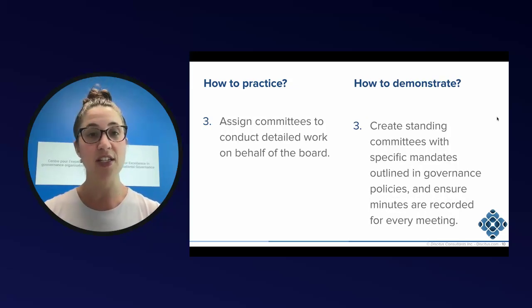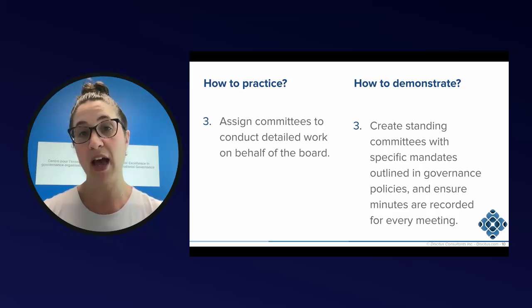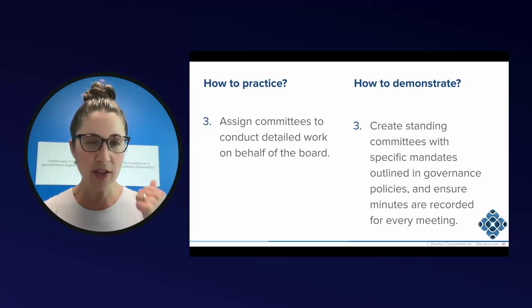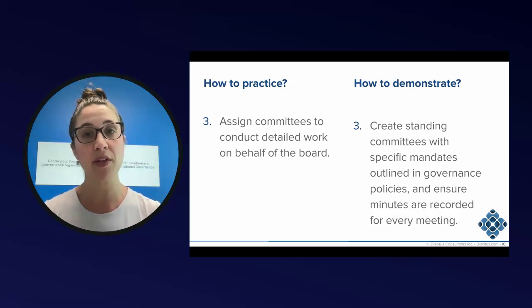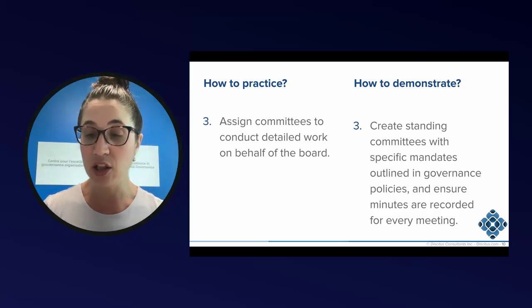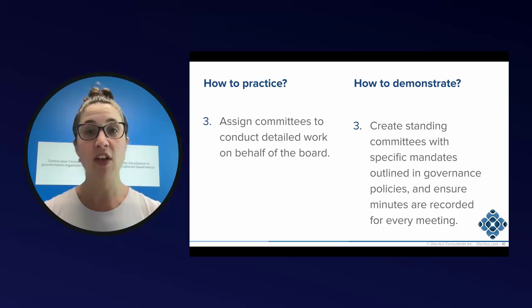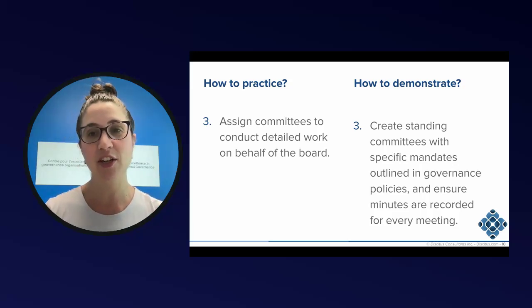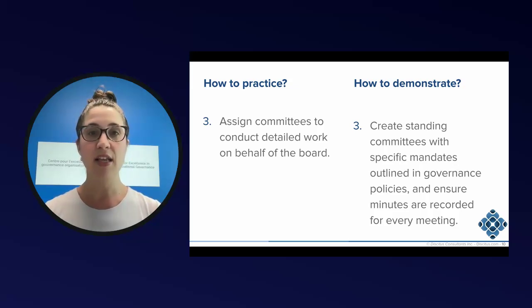Another way to practice your diligence is to assign committees to conduct detailed work on behalf of the board. Really useful to go into the amount of detail that you usually don't have time to go into around the board table. So a way to practice diligence is to assign committees to conduct detailed work on behalf of the board, look at a question in much detail and then recommend a course of action to the board. How do you demonstrate that diligence? Well, by creating standing committees, the most common being your finance committee, your governance committee, and your compensation committee, this being the executive director evaluation and compensation committee. So create standing committees with specific mandates that are outlined in your governance policies.